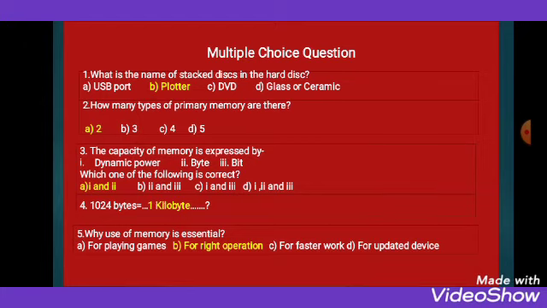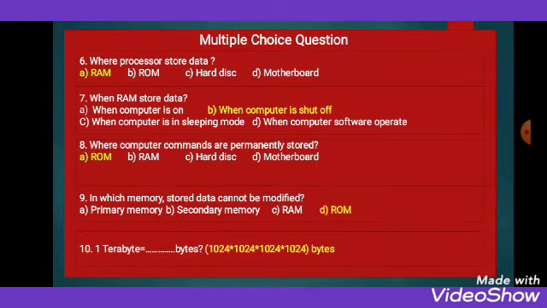For write operation. Okay. Then number 6 question, where does the processor store data? Option A, we know that RAM, the processor always stores data. Number 7 question, when does RAM lose data? Option B is the correct answer, when the computer is shut off. Okay, when you switch off the computer.